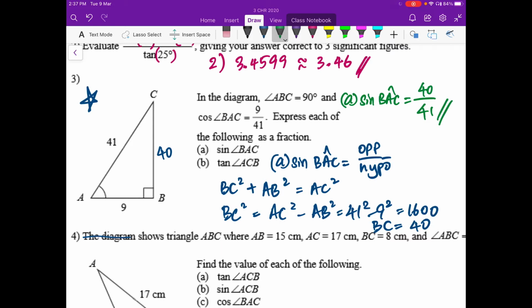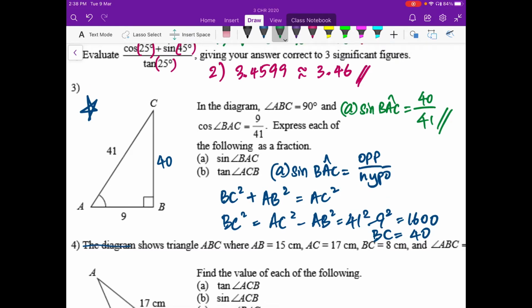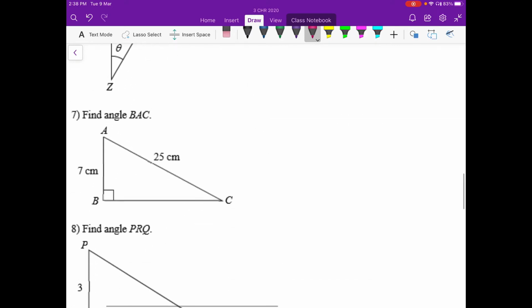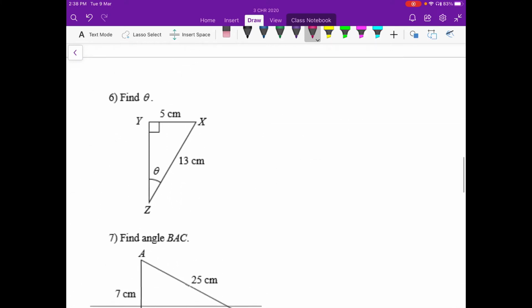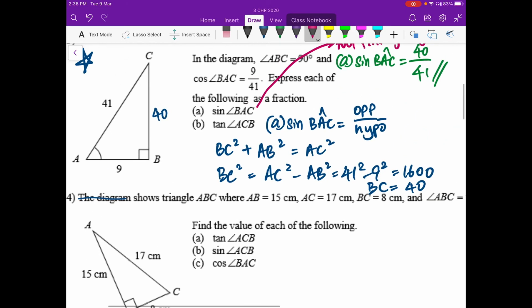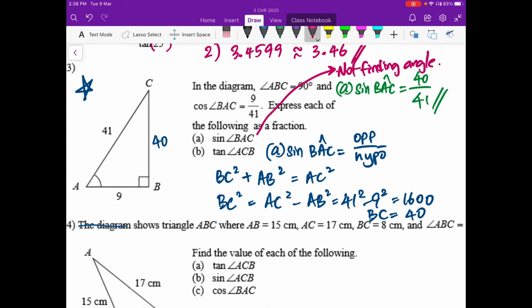That's all. This question is asking for the trigo ratio, sine BAC, which is simply 40 over 41. In your paper, take a red pen, write down, not finding angle. We are not asking you to find the angle. We are asking you to find the trigo ratio. Because if they ask you to find the angle, it will look like the next page. Find angle BAC, find angle PRQ, find theta. These second page questions are finding angles. In first page, I only want the trigo ratio. So leave it as the fraction.